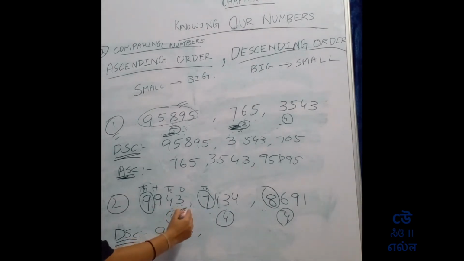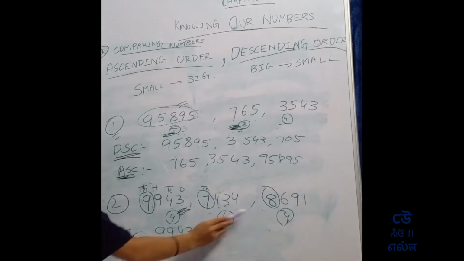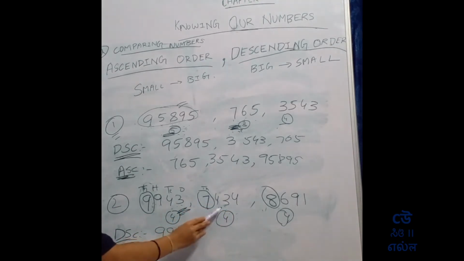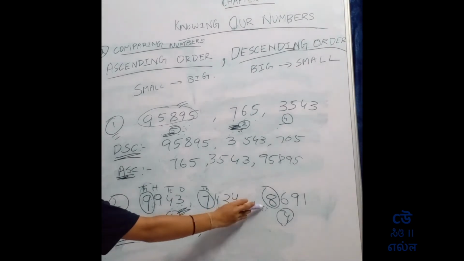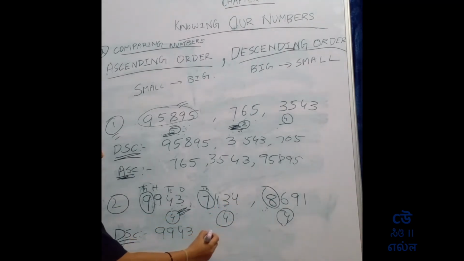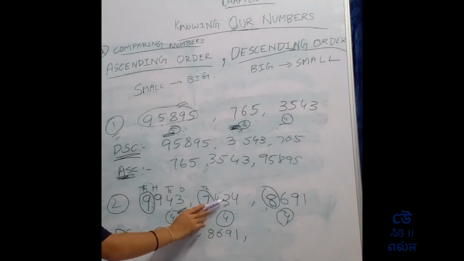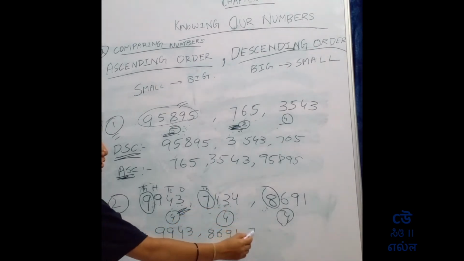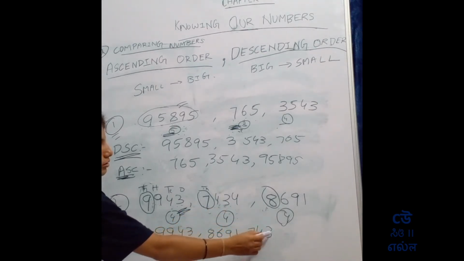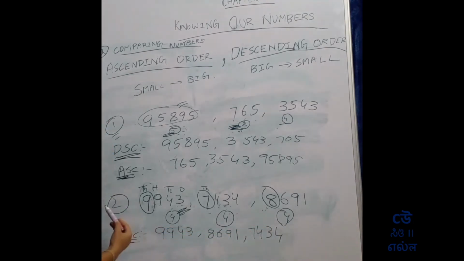So this is done. So left over are these two. In these two, 7 or 8 is greater? Obviously 8 is greater. So we will be writing that number. So what is left over is 7434. So we will be writing that. Okay, so we got how to write the greatest to smallest number.